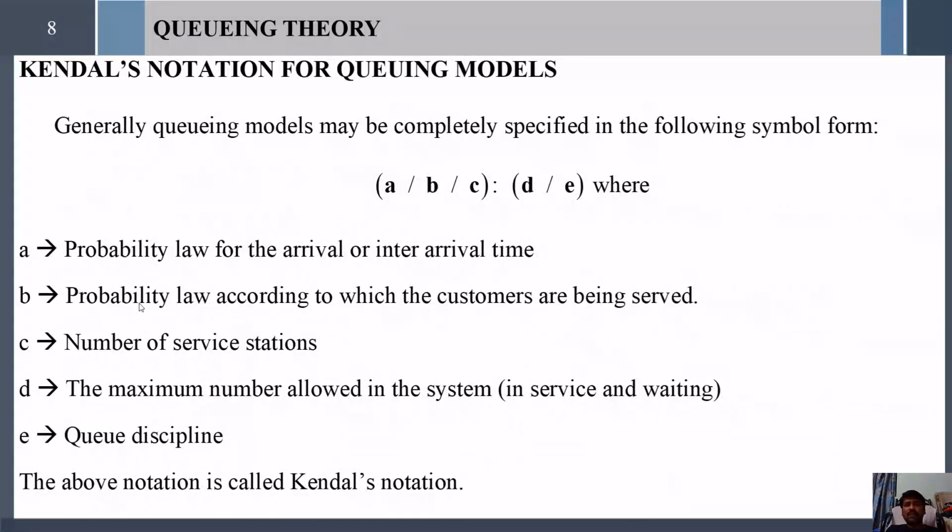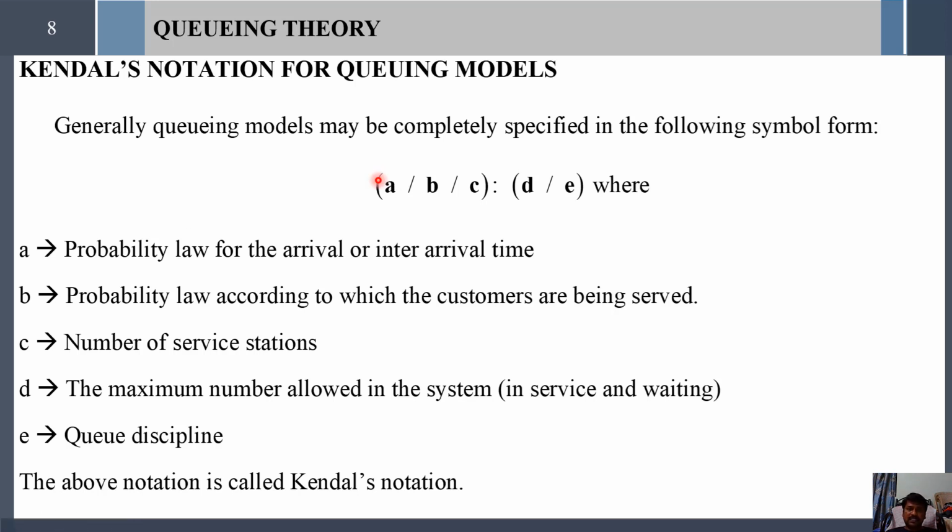Next, one important part is Kendall's notation for queuing models. We generally note the queuing model by using one notation, and that notation is called Kendall's notation. You see here A in this notation, this is the general notation: A/B/C, these are all places where we shall define some components. Colon D/E, here also we shall define some components.